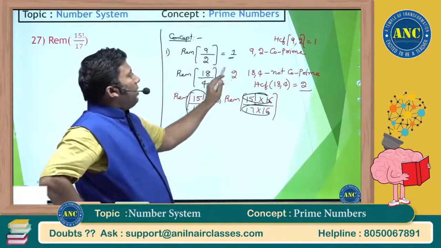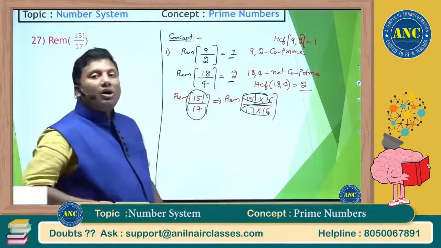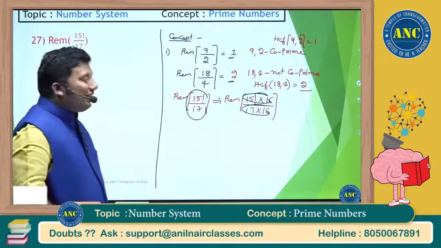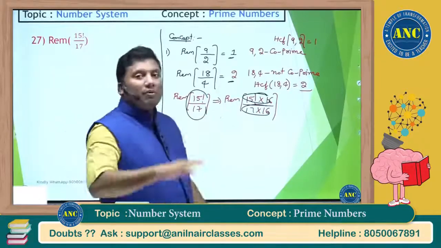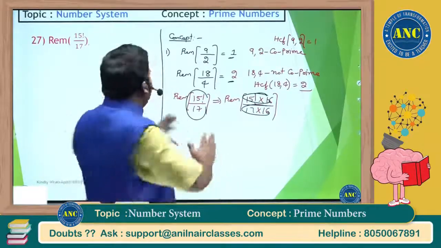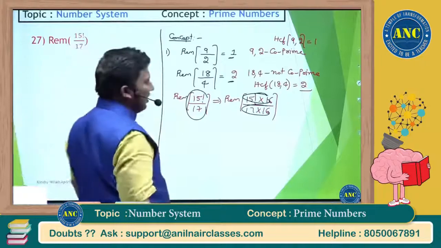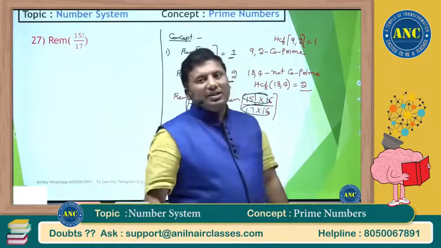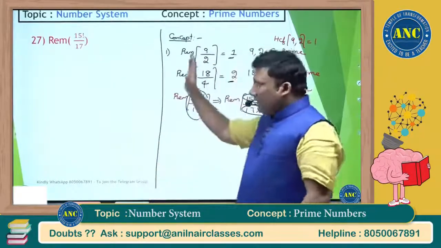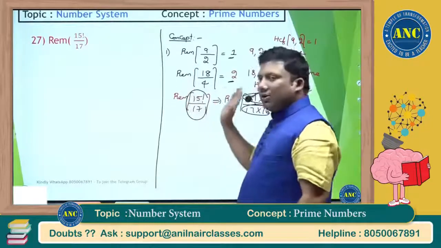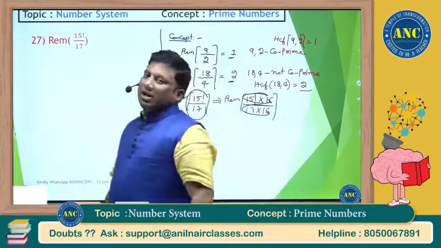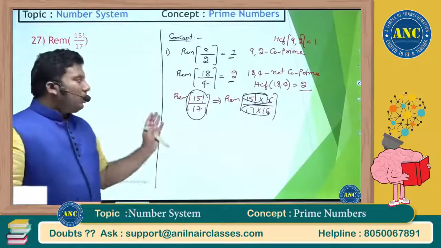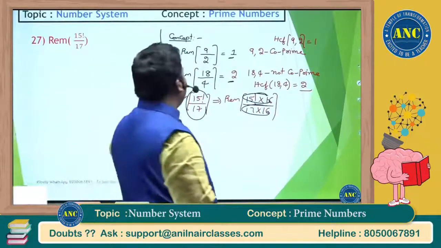If they are co-prime, I get one answer. If they are not co-prime, I get a different answer. Don't multiply and divide and make them not co-prime to each other. Solve the question as it is, with the same thing that is given. Don't try to make them non-co-prime. I hope the idea is clear.